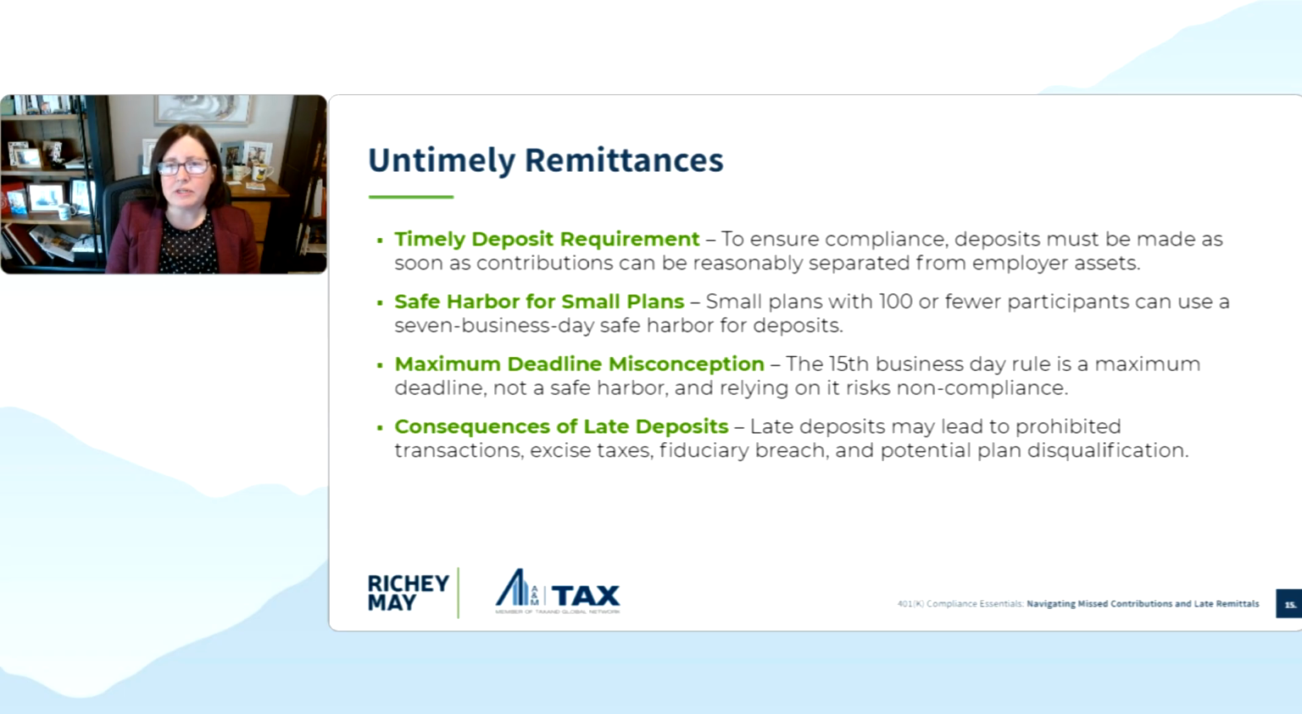The late contribution needs to be remitted as quickly as possible. Earnings have to be calculated on that. Excise tax has to be paid. And now you have a prohibited transaction.